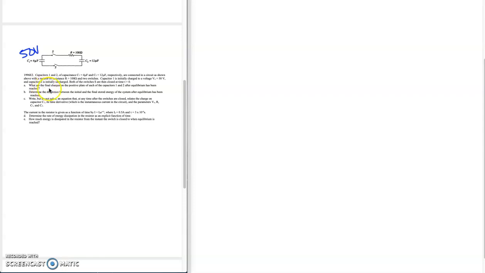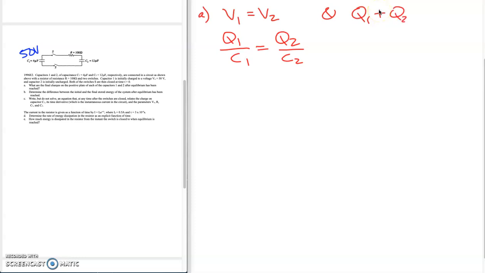Alright, so the final charge is on the positive plate of each capacitor after we've reached equilibrium. Okay, so when we reach equilibrium, the voltages are going to be equal to each other. So that'll be Q1 over C1 equals Q2 over C2. And we have to conserve the charge. So Q1 plus Q2 equals Q total.